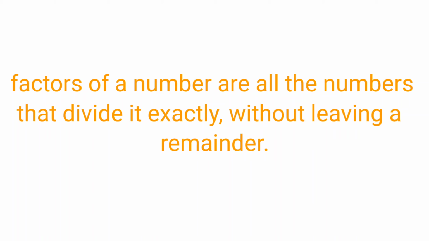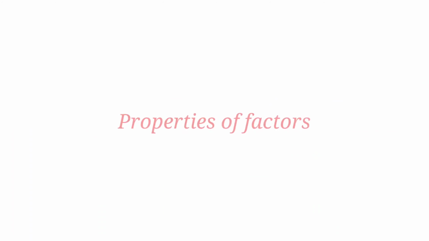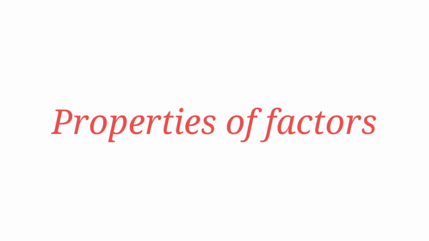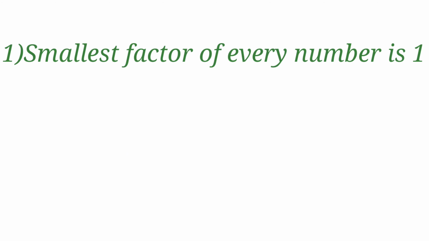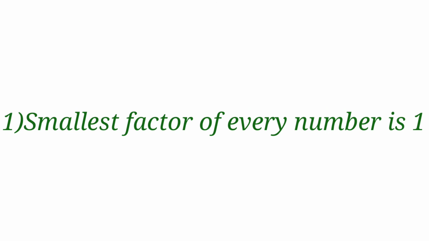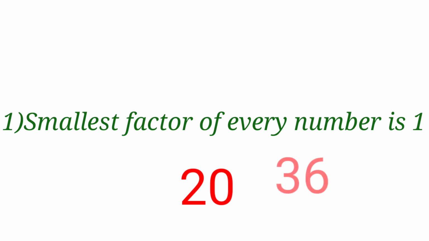Now let's see the properties of factors. The first property is: the smallest factor of every number is 1. So what is the smallest factor of number 20? The answer will be 1. Now what is the smallest factor of number 36? The answer will be again 1. So that is the first property.